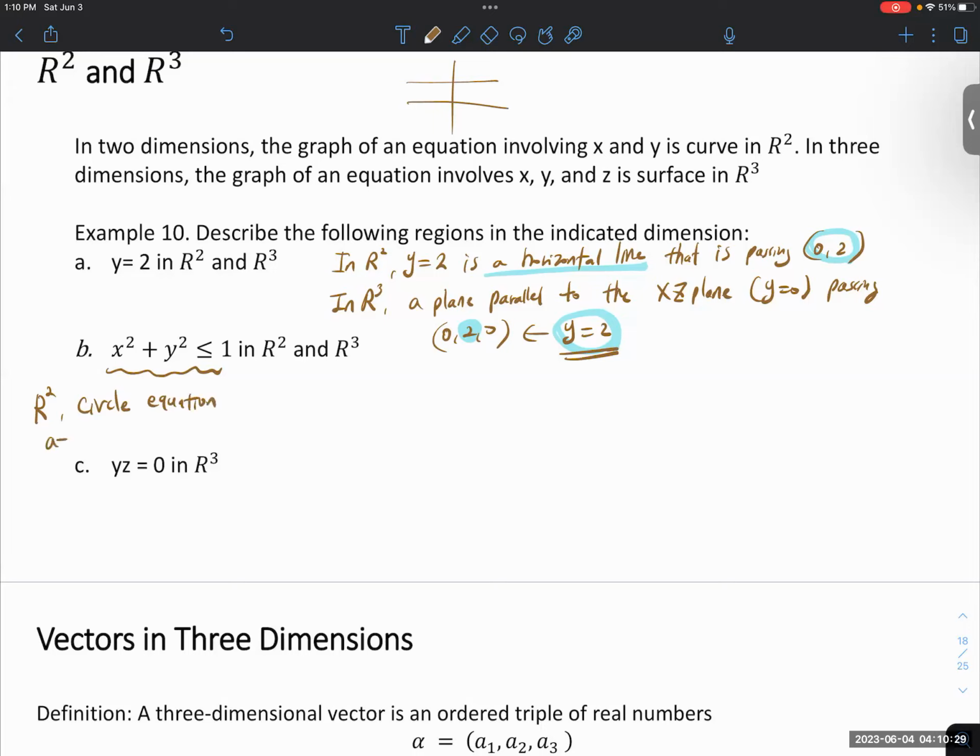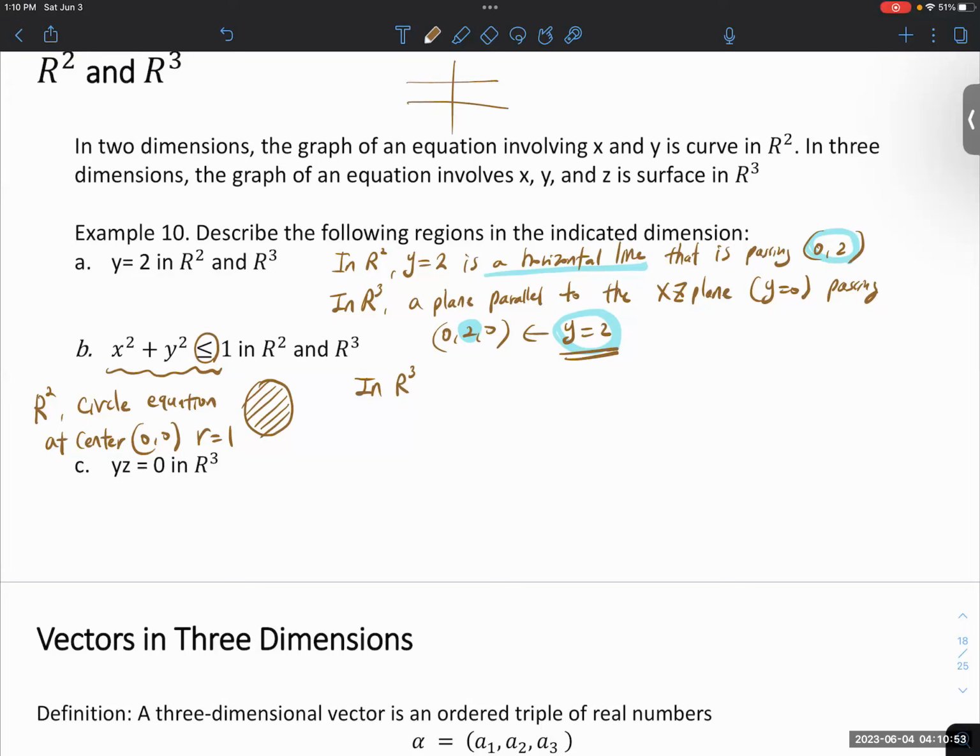Okay, x center 0, 0, and radius is 1, and then this is a less than or equal to. They're looking for the inside of the area. That's a two-dimensional space. To describe x squared plus y squared is less than or equal to 1. In 3 dimensions, what does it mean? It's going to be a cylinder.